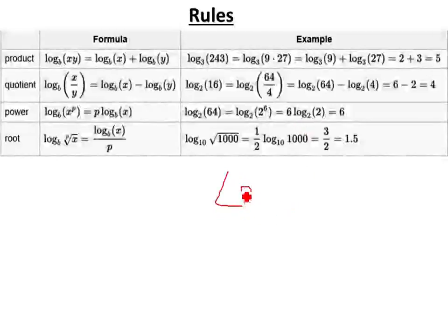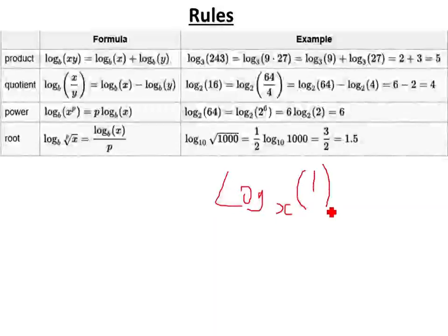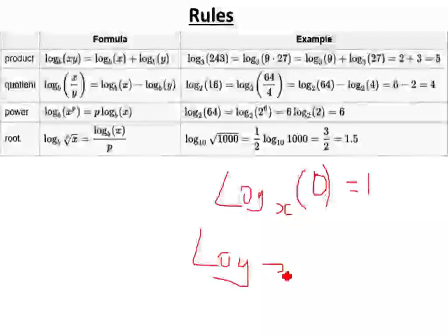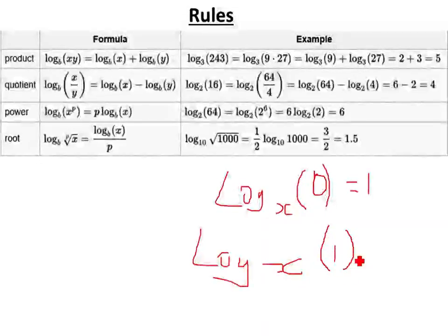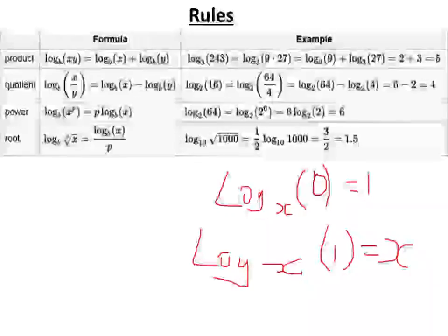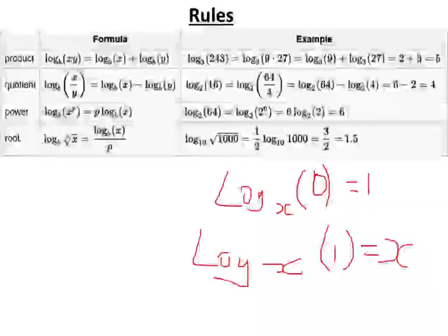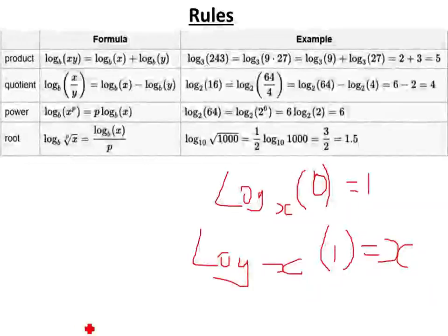So if we had log x, and this was 1, then this is going to equal, no, if this was 0, this was going to equal 1. And if this was 1, then this is going to equal x. I think. Or do I have that incorrect? Maybe I might have that incorrect.